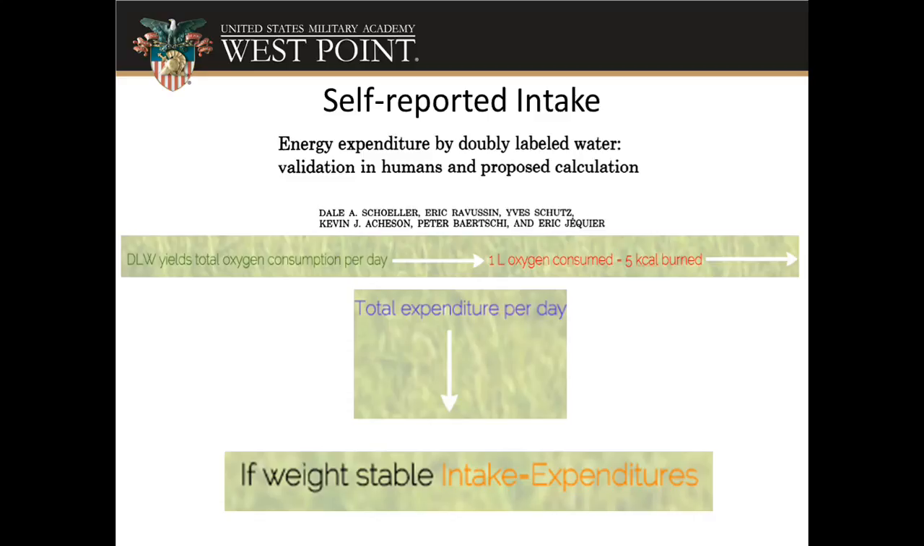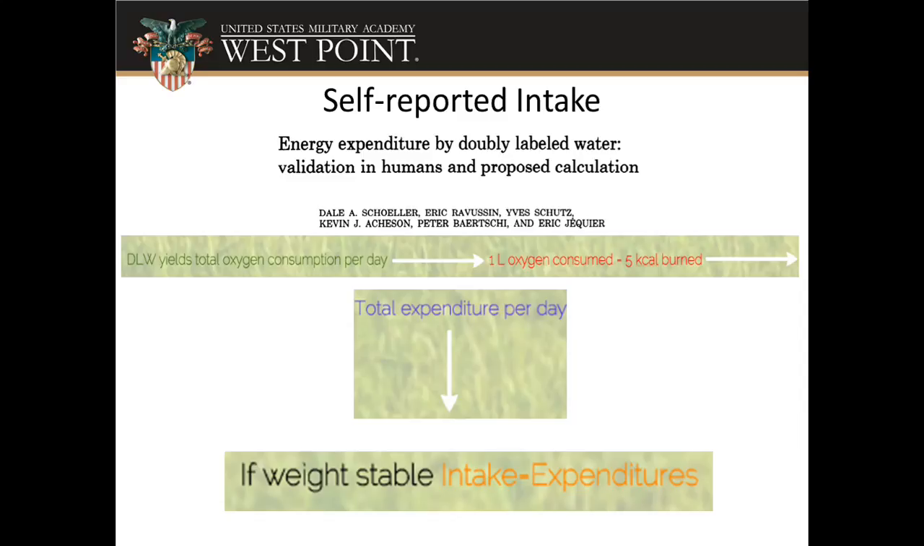Once the doubly labeled water method was in place, there were a series of studies looking at the validity of self-report. One of these was a study in the New England Journal of Medicine by Steve Heymsfield, and Dale Schoeller also ran a number of these studies. Consistently, individuals underreport how much they're eating per day, and they overreport their activity per day.